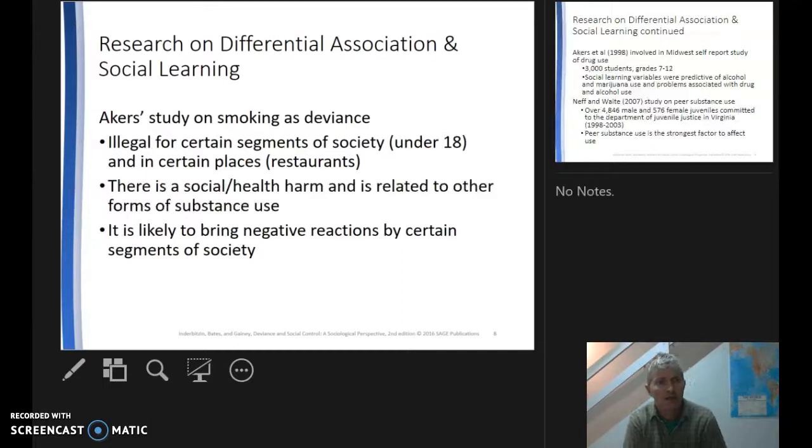One of the key studies, for Akers at least, was studying smoking as deviance. He was trying to understand why it was that young people, people under the age of 18, continued to smoke, even though there were all kinds of social cues that discouraged them from doing so.